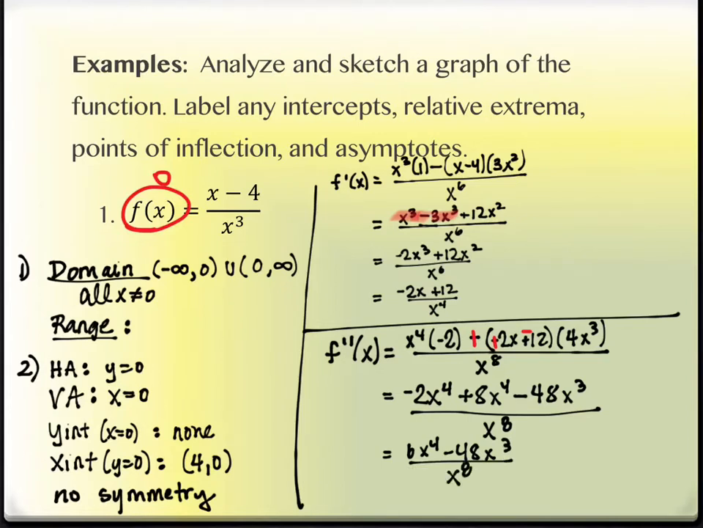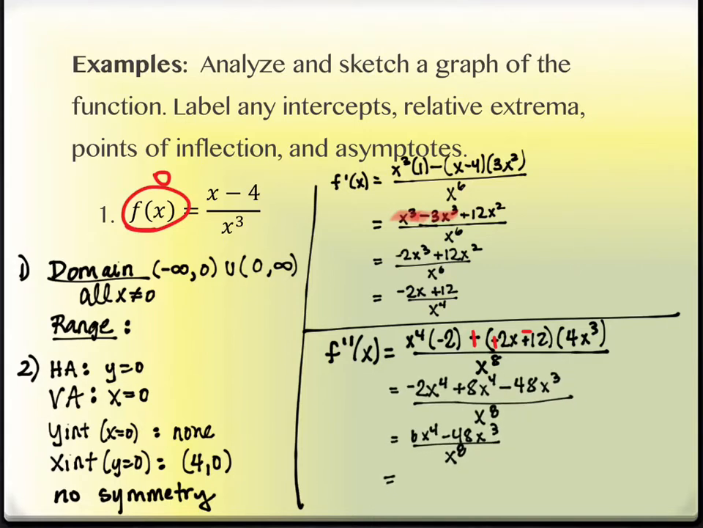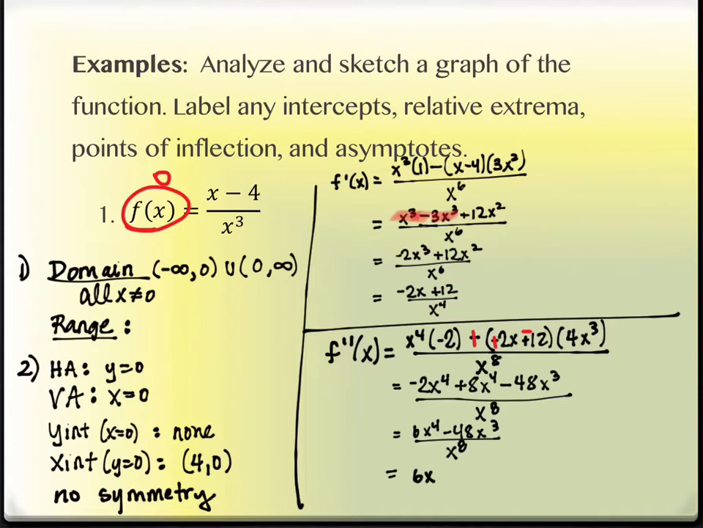And we can reduce one more time by doing what? Take an x cubed out of every term, right? So I have, let's see, 6x minus 48 over x to the fifth. It's getting a little on the screen. I'm sorry about that. Okay, all good?